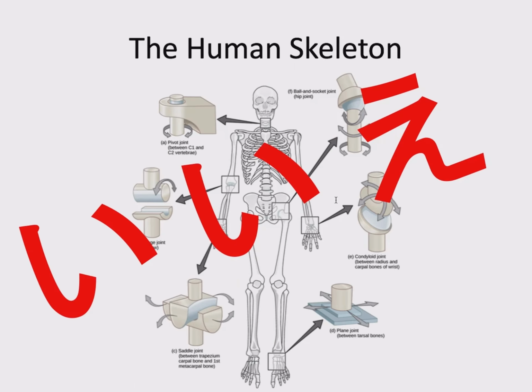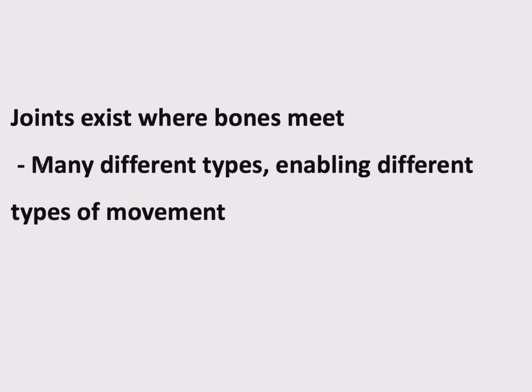All I want to say about joints here is just to define what they are, because again, there are a lot of different types to memorize, and actually different textbooks break things down differently, and it's even more confusing. Anyway, joints exist where bones meet one another. There are many different types, enabling many different types of movement, whether it's the joint in your knee, the joint in your elbow, or a joint along your spine. Not breaking it down, just know they exist where bones meet, and there are many different types. Okay, so that's it for the skeletal part of the musculoskeletal system.